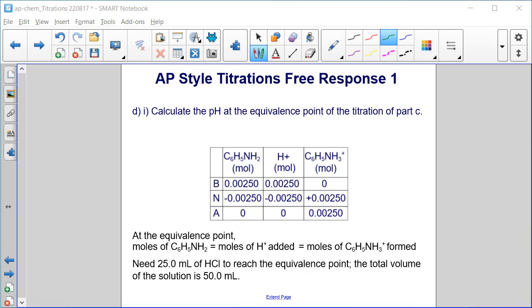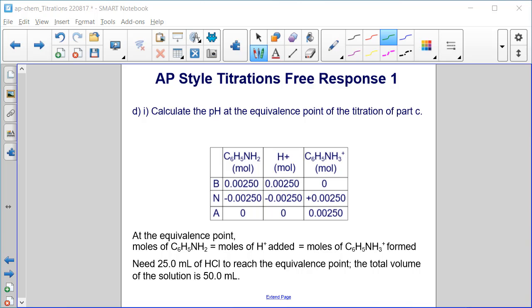Part D1. So there's two parts here. Let's start with the first one. Calculate the pH at the equivalence point of the titration that we described in part C. So at the equivalence point, the moles of the aniline will equal the moles of H+ added, which will equal the moles of the conjugate acid formed. So at the equivalence point, moles of acid equal moles of base.